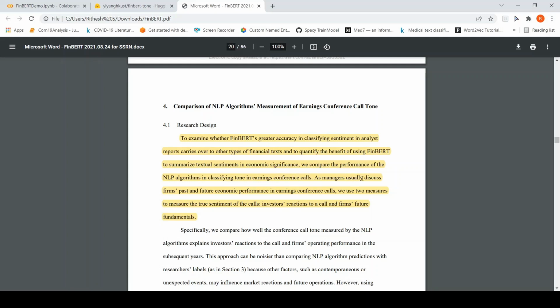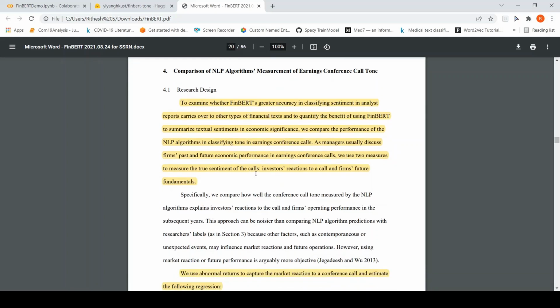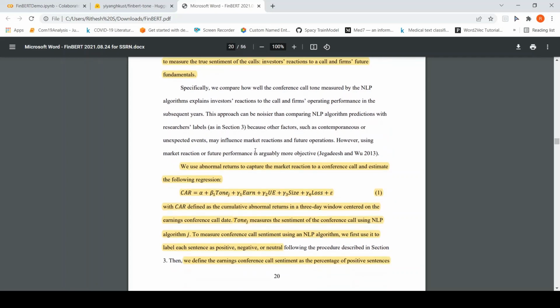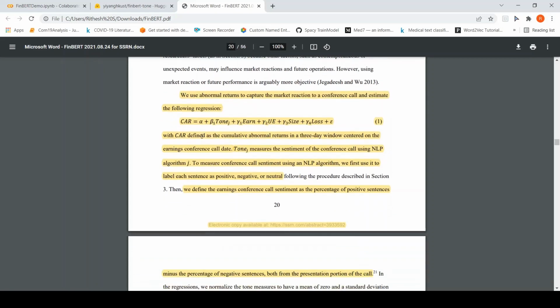Okay, so managers usually discuss the firm's past and future economic performance in earning conference calls. So they use two measures to measure the true sentiment of the calls: investors' reaction to a call and the firm's future fundamentals. How do they capture investors' reactions to a call? They say we can do it using abnormal returns. So after the earnings call, what kind of returns came for this particular stock? For abnormal returns, to capture the market reaction of a conference call, they use the following regression formula, where they define abnormal returns as cumulative abnormal returns in a 3-day window centered around the earning conference call date.